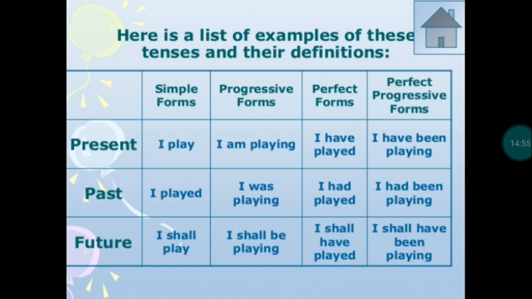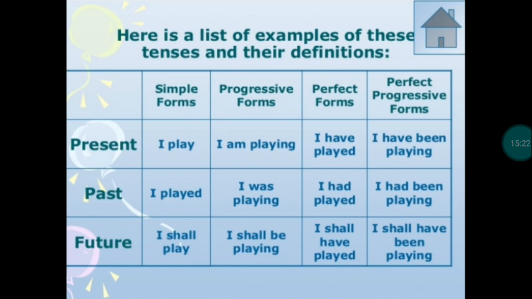So these 4 past tense forms are there. I played, I was playing, I had played, and I had been playing. In the future, what will we say? In the first one, simple future tense, I shall play. Then in the progressive form, I shall be playing. Then in the perfect, I shall have played. And in the fourth one, I shall have been playing.